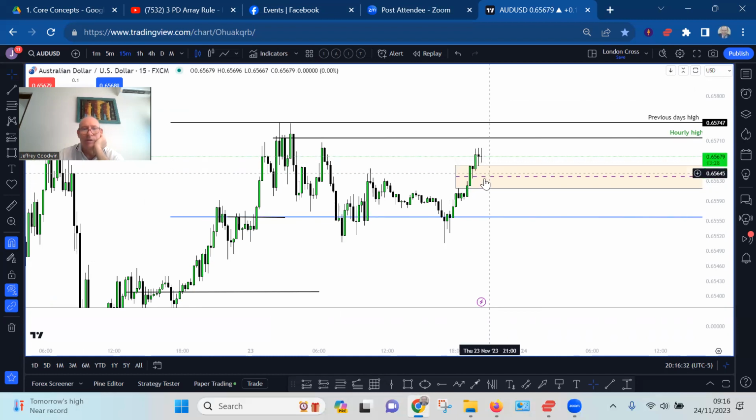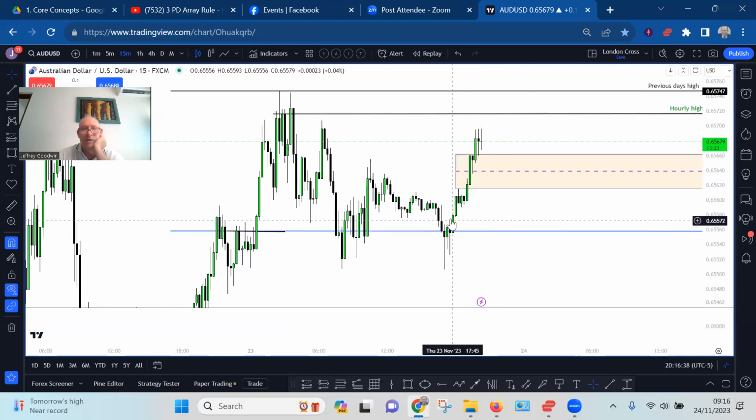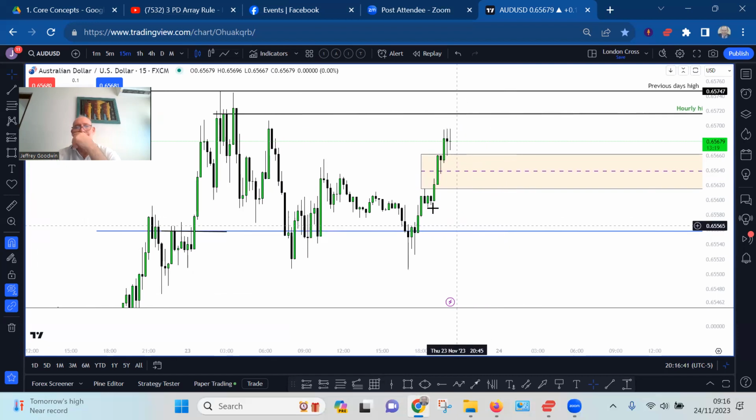Might be turning around there. Fair value gap there on the 15-minute. Fair value gap on the 15-minute. So let's take this down. Liquidity went up, stop, small pullback, carried on.